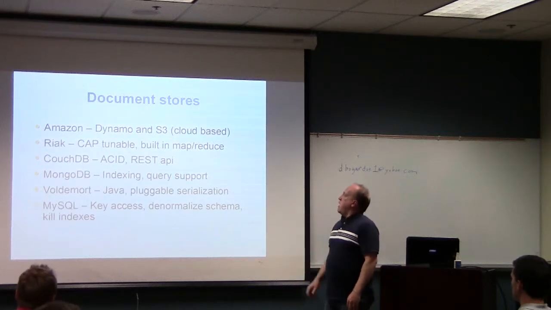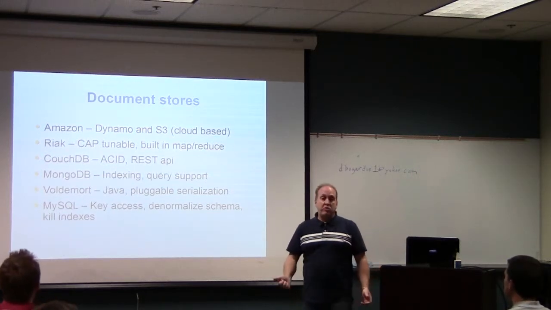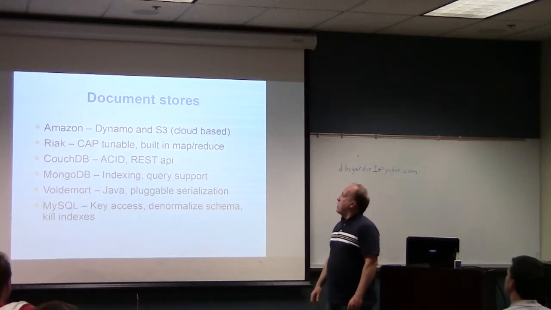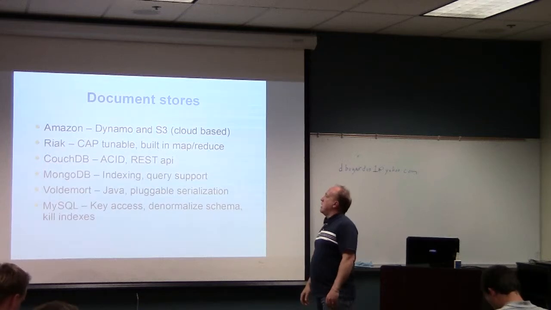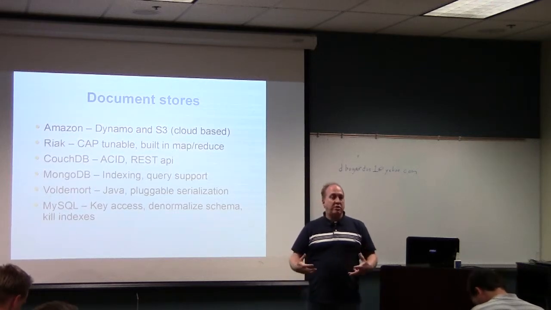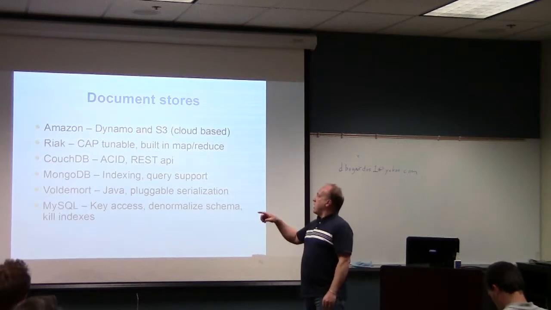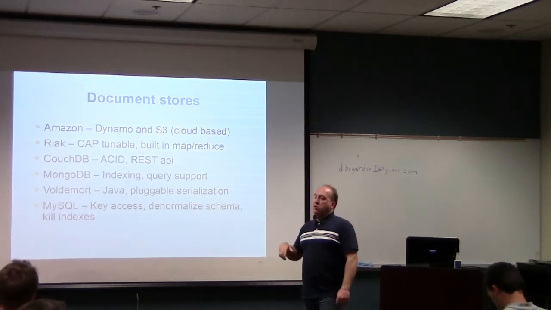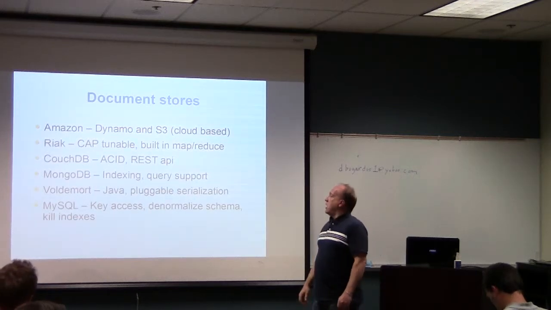Some of the products in this space: Amazon has Dynamo and S3. Dynamo, actually, Amazon wrote a paper on that too. That's another interesting one to read. Riak is one of my personal favorites in this space. It's CAP tunable, and it actually has built-in MapReduce, which is big data processing, as part of the product itself. Some of these other ones like Mongo and Couch, you need to rely on Hadoop to be able to process a lot of the information there.